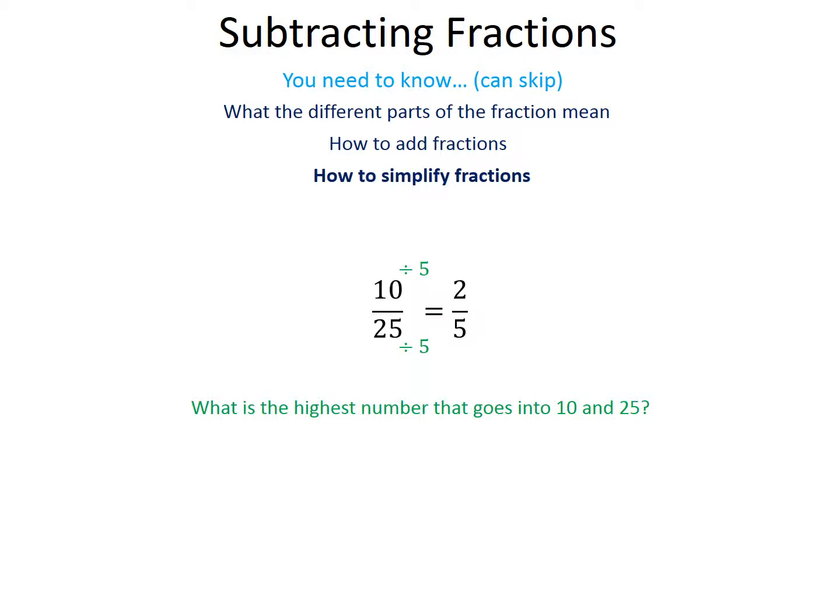If in my answer something went into both numbers still, well, I'd have to do it again. You have to keep going until nothing goes into the top and the bottom of your answer. But when you start with numbers here, if you're asking what is the highest number that goes into both of them and you get that right, then you'll go straight to the simplest form.